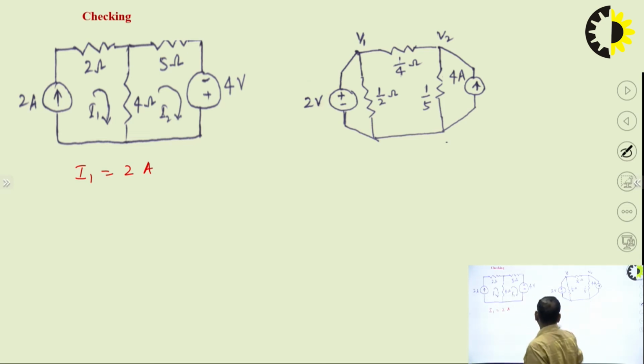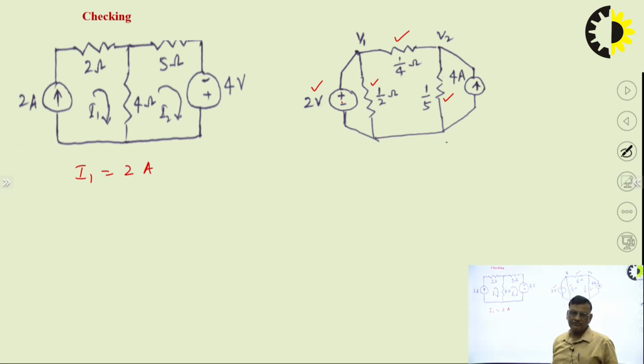First we draw the dual. Look here, this is the 2 volt voltage source. Then we have half ohm, since 2 mho can be written as half ohm. All are written as impedances: 4 mho is 1 by 4 ohm, and 5 mho is 1 by 5 ohm, and a 4 ampere source. This is the dual of the network.